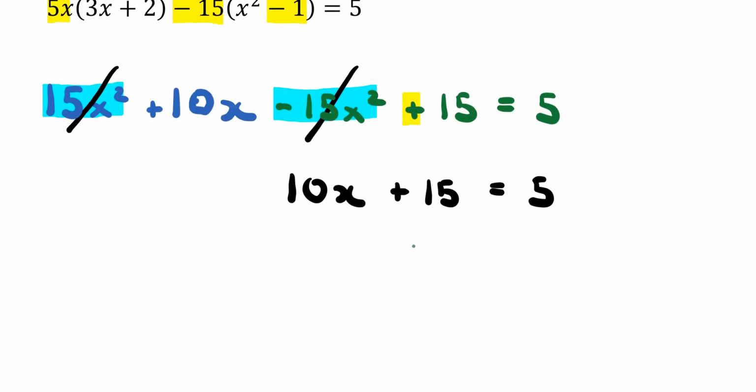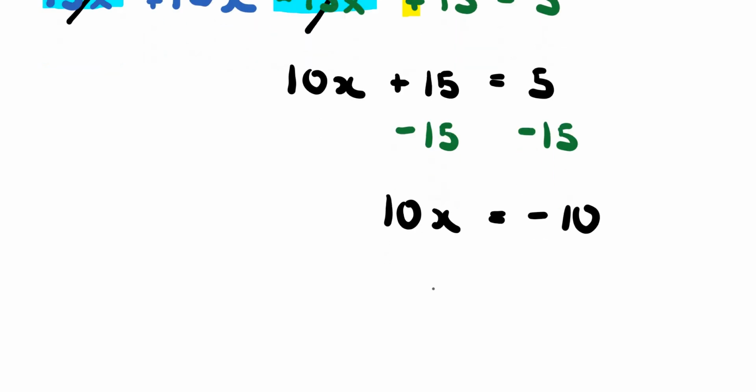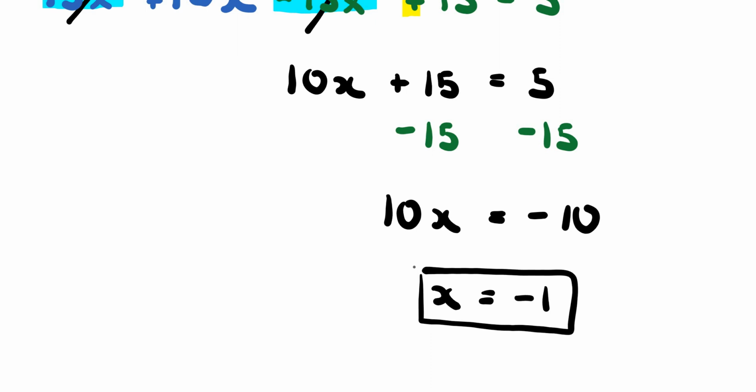Well, in order to get rid of the plus 15, I need to subtract the 15 from both sides. And then I get 10x on the left-hand side equals negative 10. And it turns out that x here, well, if I divide both sides by 10, negative 10 divided by 10 gives you negative 1. Okay, so x equals negative 1.